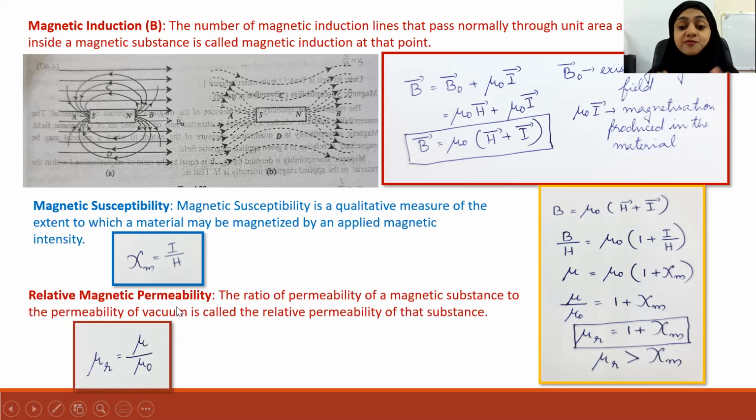We know that different media will have different magnetic permeability. So the ratio of the permeability of the substance in a medium to the permeability in vacuum is called the relative permeability of that substance. So the ratio of permeability of a magnetic substance to the permeability of vacuum.